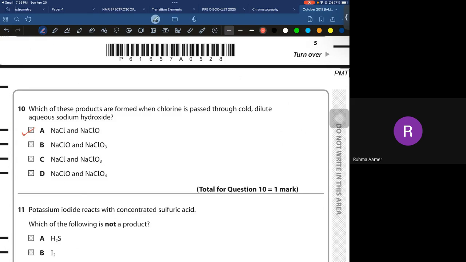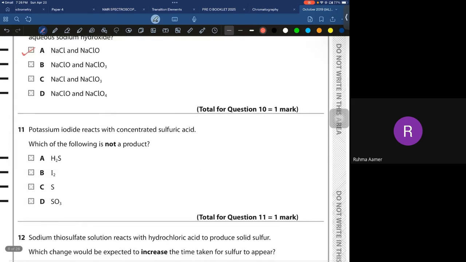Okay. Now see question 11. Potassium iodide reacts with concentrated sulfuric acid. Which of the following is not a product? Remember, when we were doing this reaction, we never saw this product. We saw H2S, we saw iodine as well, we saw S as well, sulfur, but not SO3, remember.